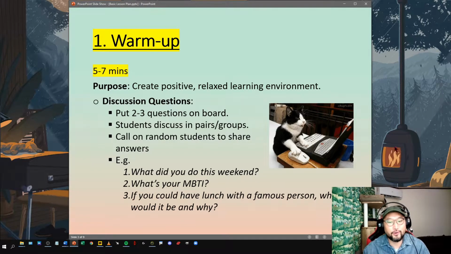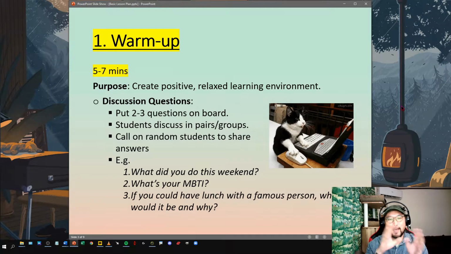And number 3, if you could have lunch with a famous person, who would it be and why? Touching on the future element. So I like to do a bit of a past, present, future thing with my discussion questions. And I find that the more random and weird and awkward the questions are, the more interesting the responses will be. And sometimes, or hopefully usually, the students have more fun with these questions.